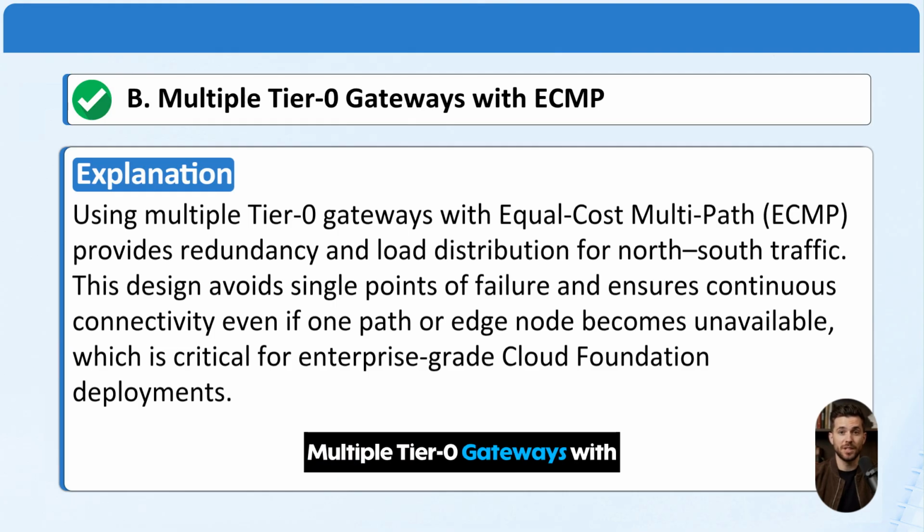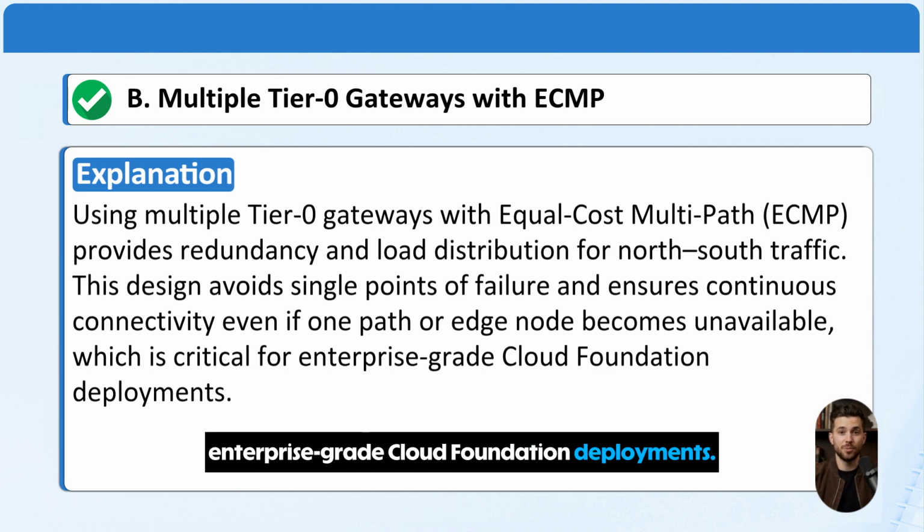Multiple Tier 0 gateways with ECMP. Explanation. Using multiple Tier 0 gateways with equal cost multipath, ECMP, provides redundancy and load distribution for north-south traffic. This design avoids single points of failure and ensures continuous connectivity even if one path or edge node becomes unavailable, which is critical for enterprise-grade Cloud Foundation deployments.